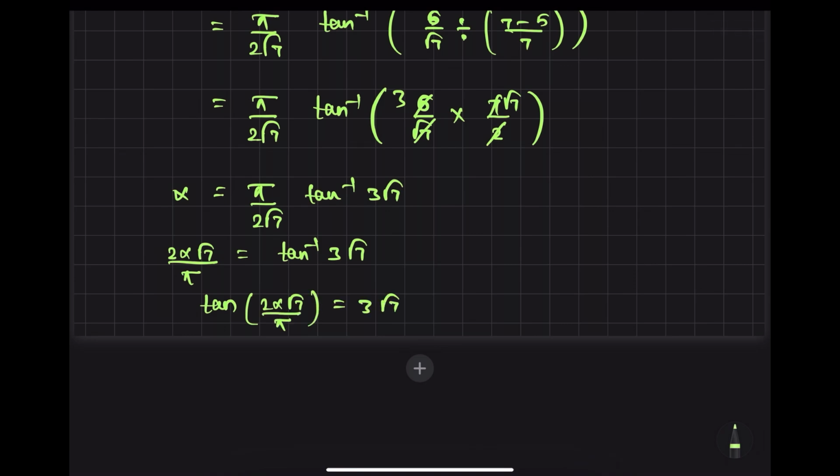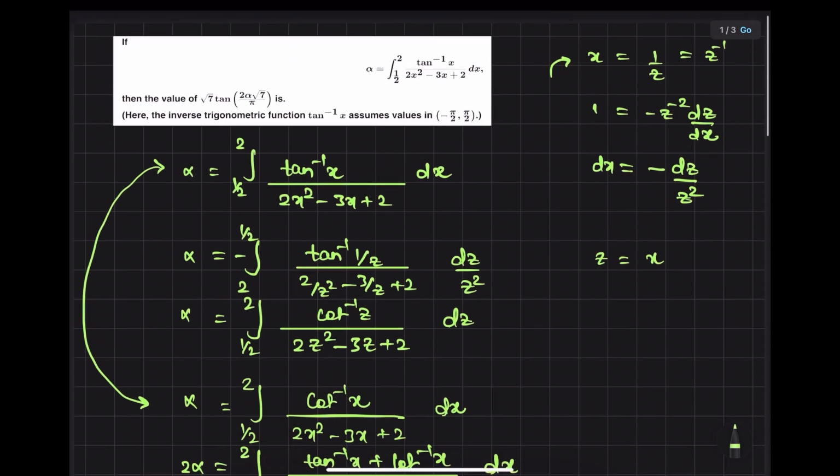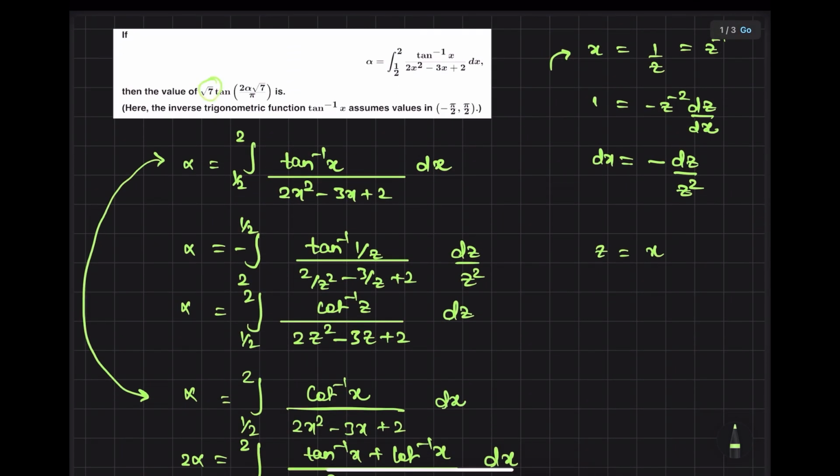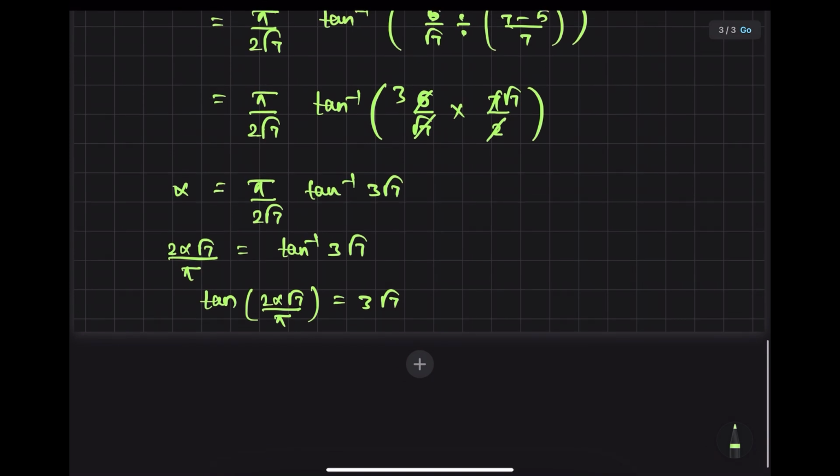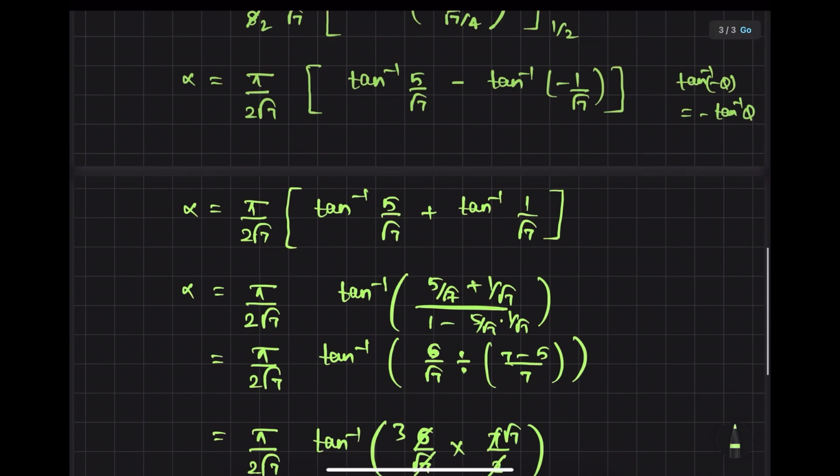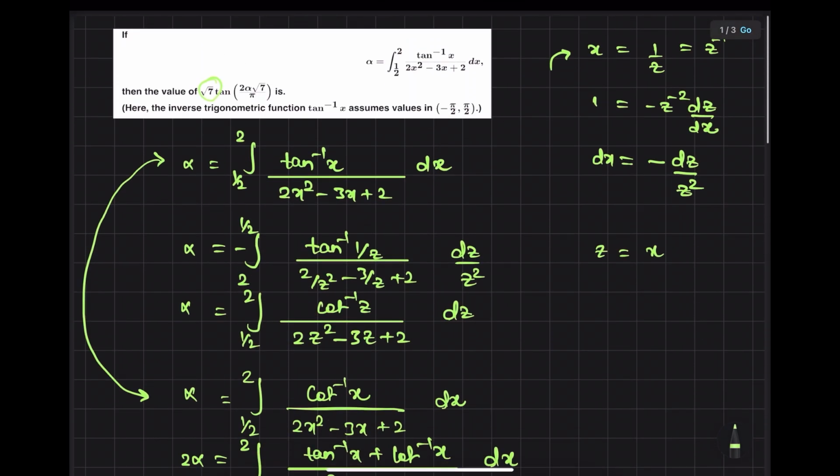Now they want to have an extra root 7. So what we will do, we will multiply root 7 both sides. So we will get 21. Therefore, the required result is 21. Okay. So the answer to this question is 21.